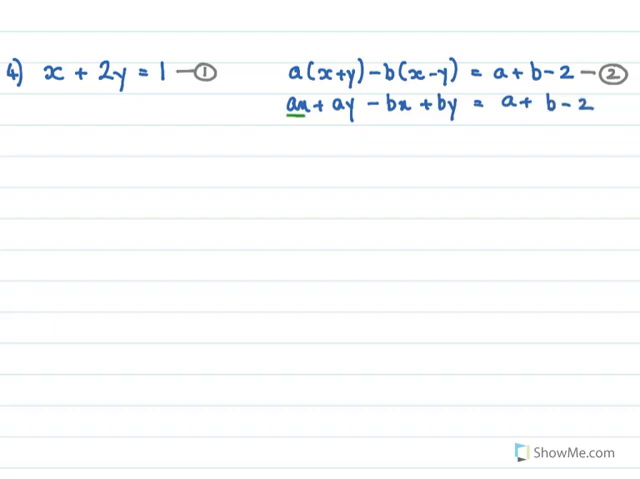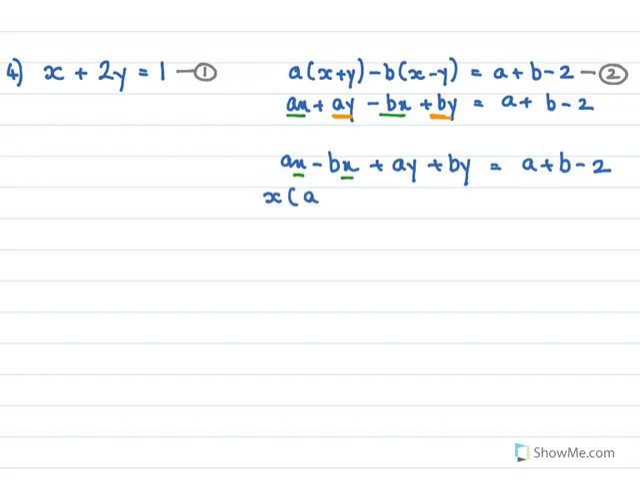Now I bring all my x terms together. This is my x and here is my x term. So I will get now ax minus bx, and I get my y terms together. This is a y term and here is the y term. Put them together, so I have plus ay plus by equal to a plus b minus 2. I'll now take common out. I will take x and x common out here.